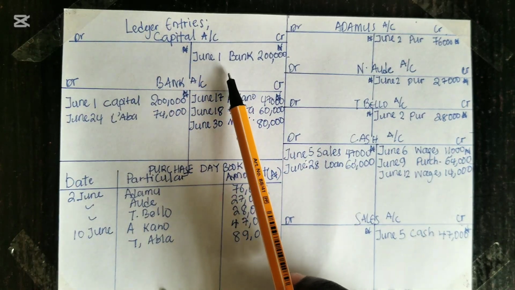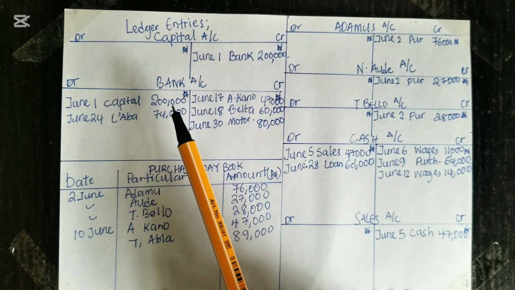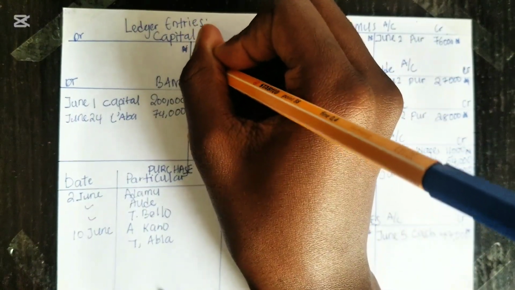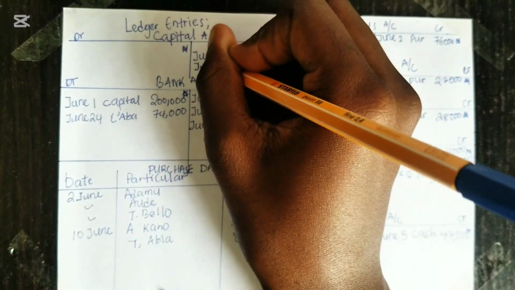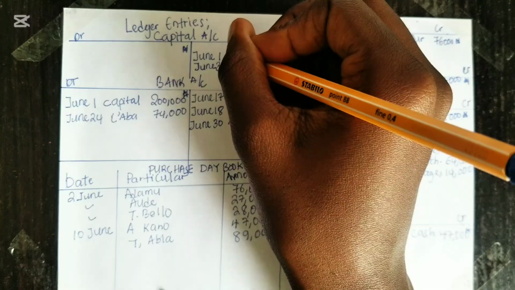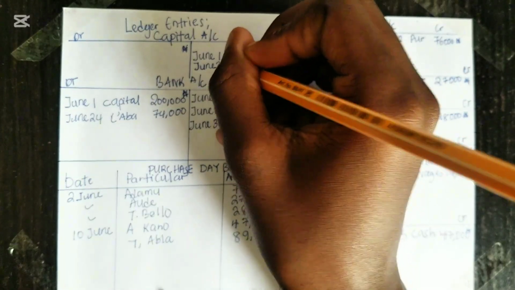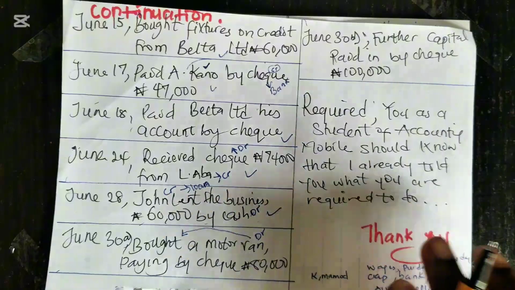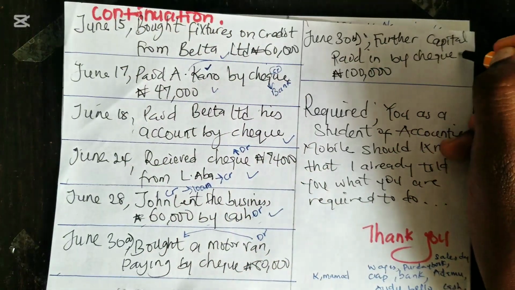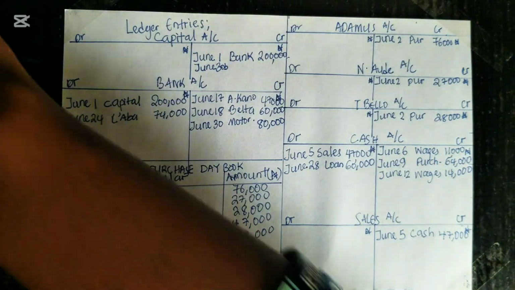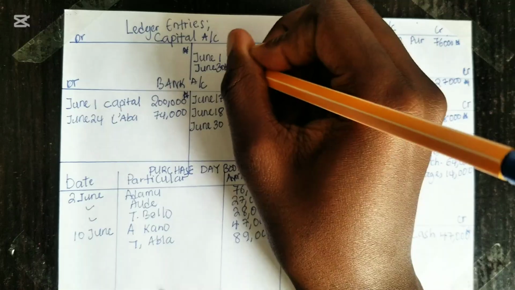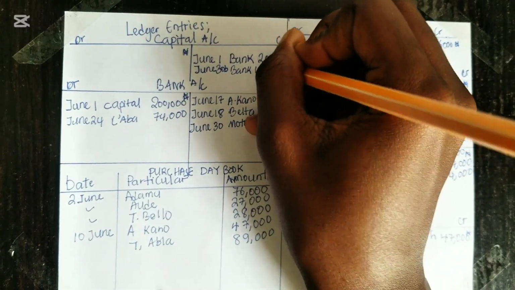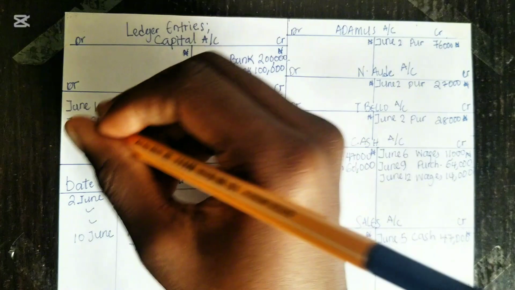We'll credit our capital account and we'll debit our bank account. So let's credit our capital account, June 30 B. Then this is bank, so that means it's going to be what? Bank. Let's see how much it said. Further capital paid by check. So because it's paid by check, it's also bank here, of 100,000. So our bank account here is credited, so here will be debited.